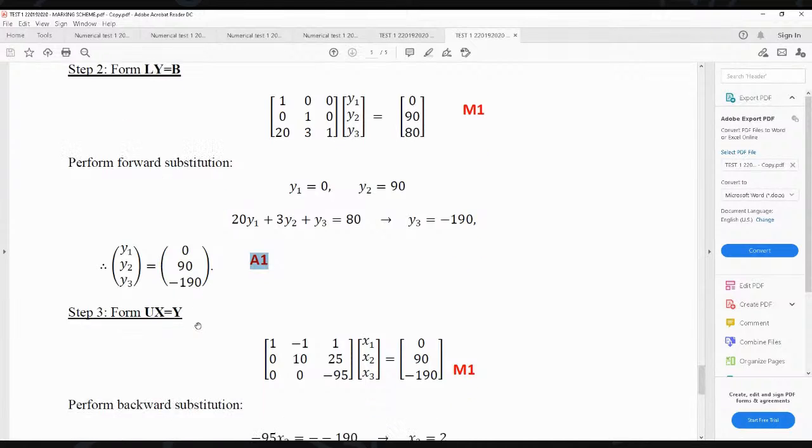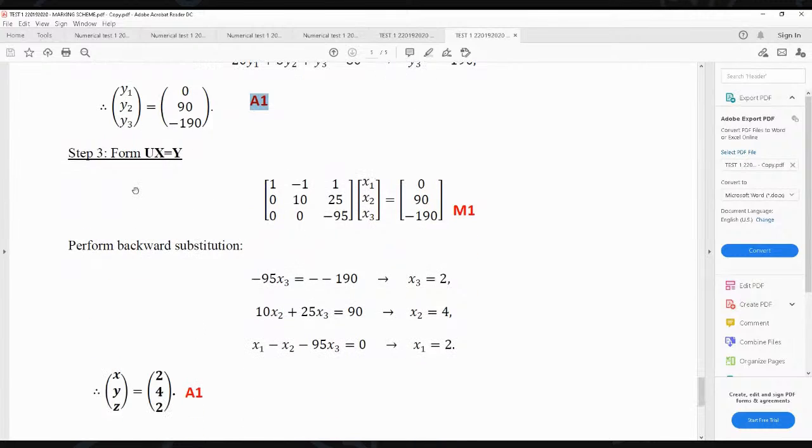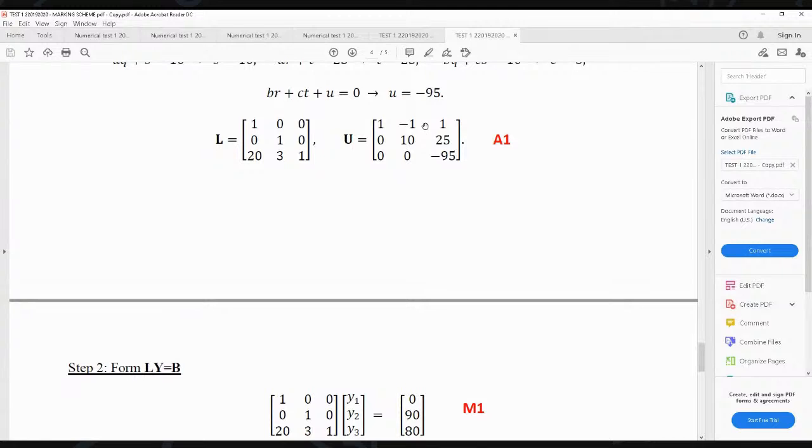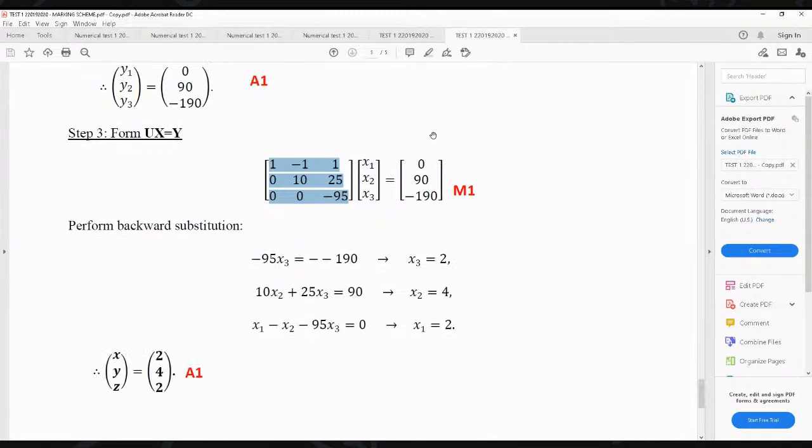All right. The third step is UX equal to W. So you put in all the W values here, and the U is already obtained from the previous step, the first step, and then you write: perform the backward substitution. All right. You press your calculator, but you need to write negative 19 x3 is equal to negative 90. So x3 is equal to 2. And then followed by getting x2 and x1.